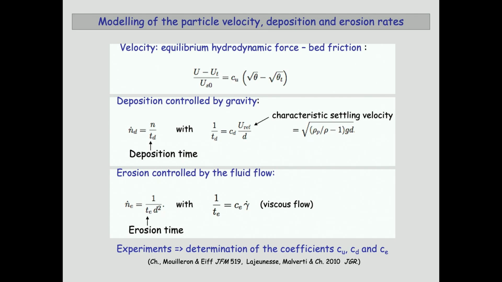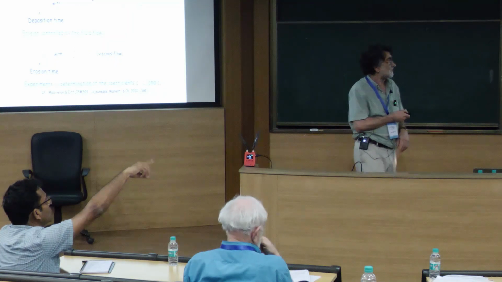So theta is not the shield number? Yes, it's the Shields number. It is dimensionless. It is the ratio of a shear stress divided by the product rho d g. So it's a dimensionless shear stress, and the square root of theta is a dimensionless fluid velocity at the particle scale. And in UT, capital UT.